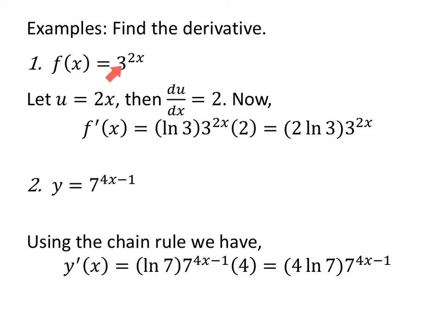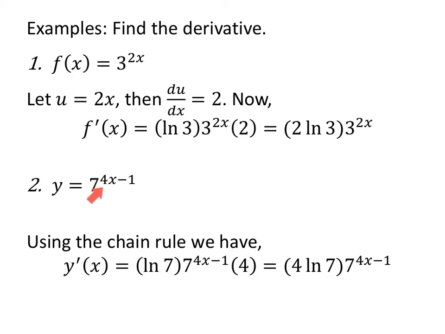For f of x equals 3 to the 2x, I'm going to let u be 2x. Then the derivative of this exponent is 2. So the derivative of 3 to the 2x is the natural log of 3 times 3 to the 2x times 2. So we saw this before: derivative of the exponent times the original. And this time we just have to adjust it by a natural log of 3. Frequently we'll rewrite it so the 2 and the natural log of 3, all the constants, are in front of the variable portion.